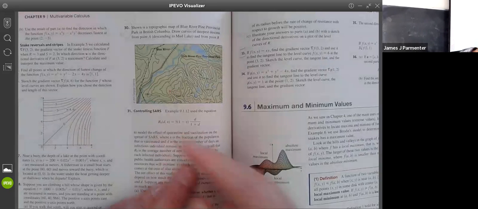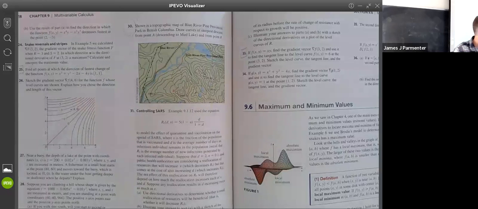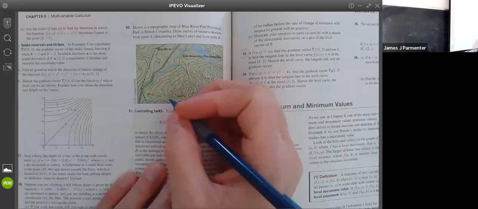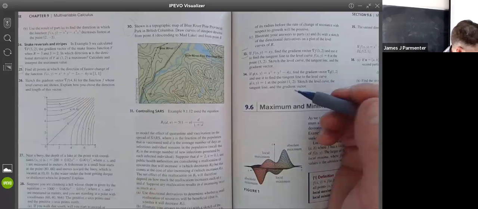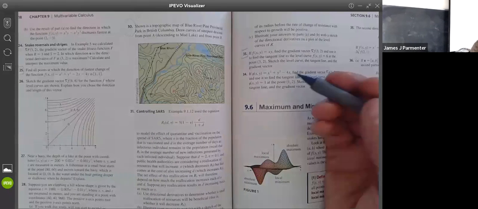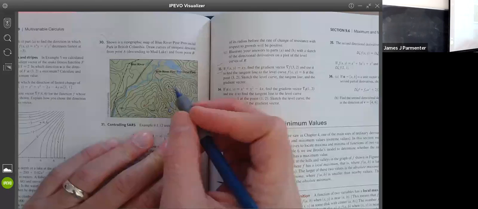It looks like someone might have already tried drawing them there. I should have grabbed a pencil. All right, pencil, awesome. So from point A, we want to draw the line that's going to descend the most quickly. So if you look at A, this is where you have to be like, okay, this is kind of hard to read.